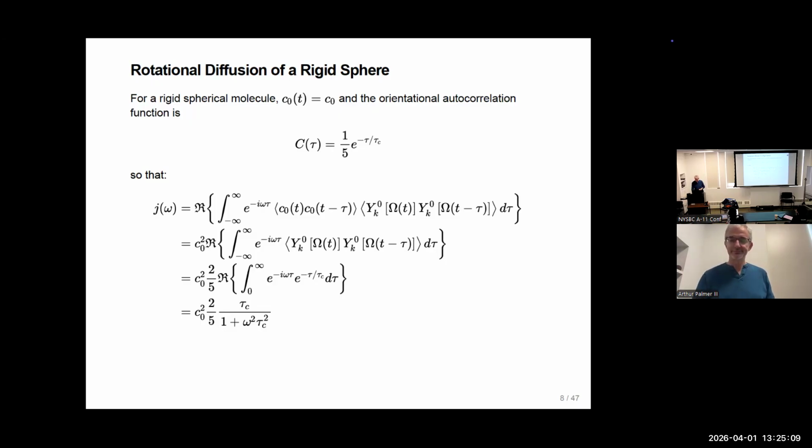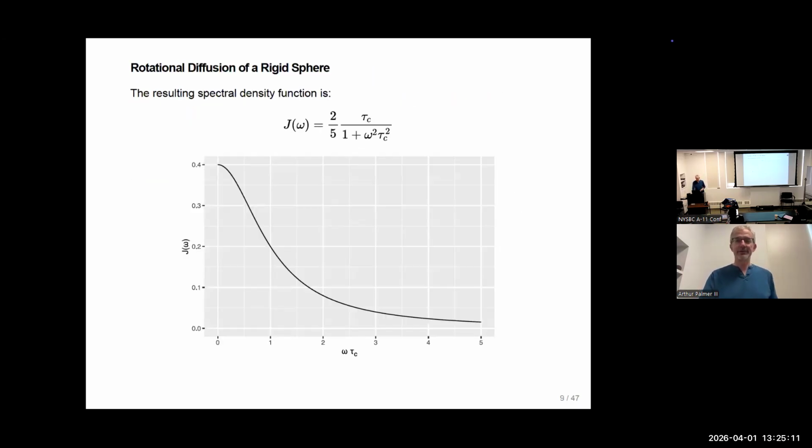So that part, there's just a picture. The most important part of the picture is that when you get to high frequencies, this basically decays quadratically. Because if omega squared tau c squared is much greater than 1, this just becomes 1 over omega squared tau c. So we have a quadratic decay at high frequency.